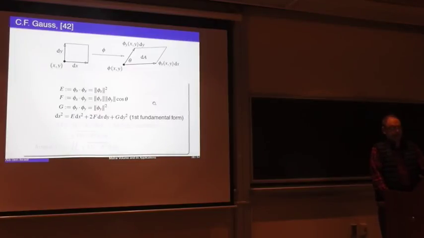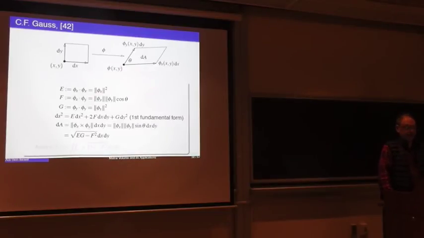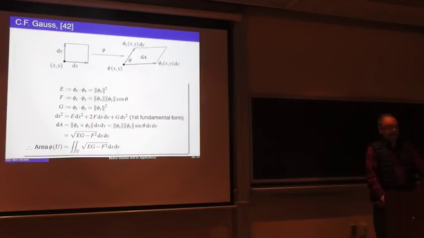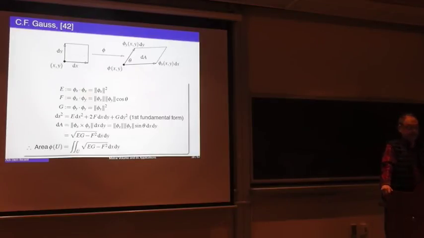Next come what Gauss called the first fundamental form. There is a second one which involves the curvatures, and the punchline is that the area, dA, the area of phi of this area is the integral over this of the square root of EG minus F squared dx dy. Okay, so this is before Jacobi. So this is like a formula for, if you want, change of variables in integration.